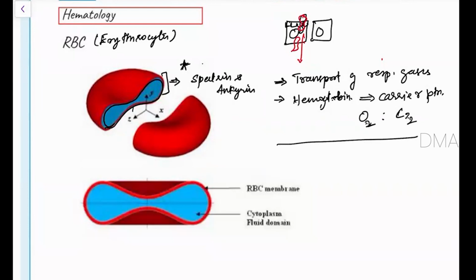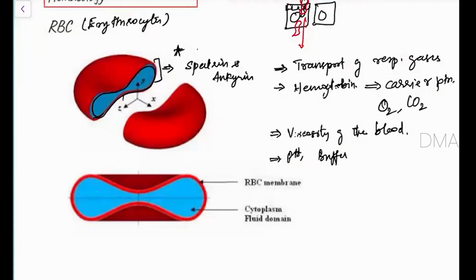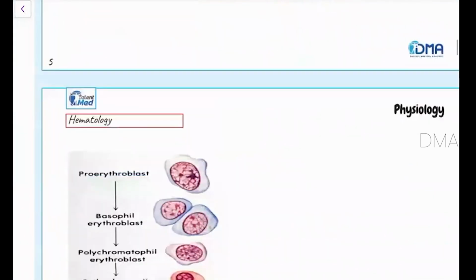And another thing is, this RBC is responsible for maintaining the buffer. It acts as a buffering mechanism, especially the hemoglobin. And this RBC also maintains the viscosity of the blood. For example, if the blood is highly viscous, so this maintains the pH, and it functions in maintaining the buffering mechanism. Okay, so this is about the structure of the red blood cells.